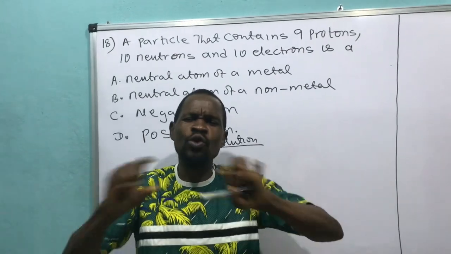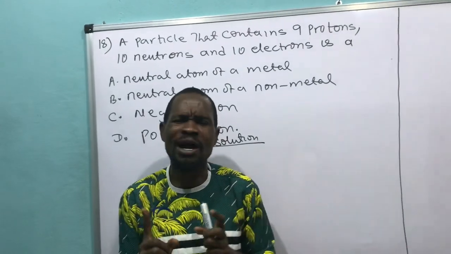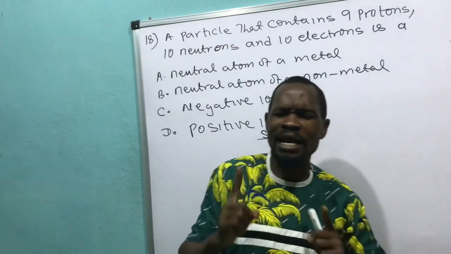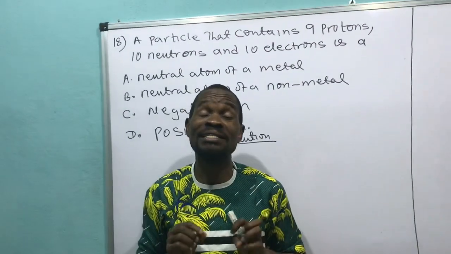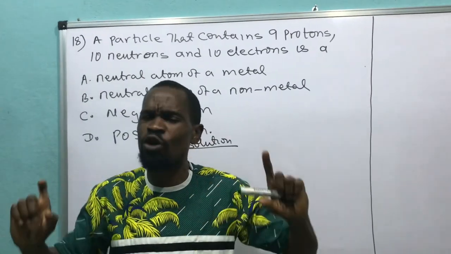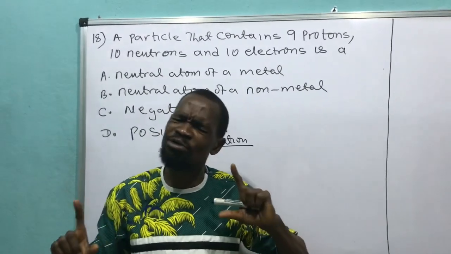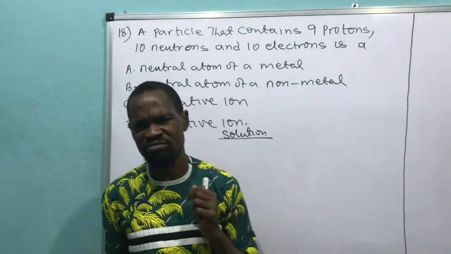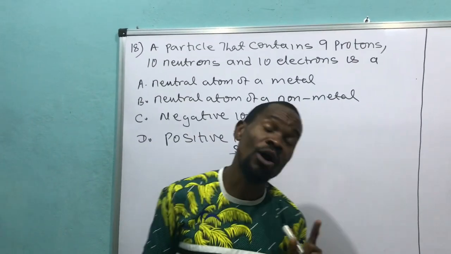So you will now see that the only thing that will make an element have a different number of neutrons and protons means that the element has gone into reaction. Because if it has not gone into reaction, it will have the same number of protons and electrons. That's a neutral atom or element.